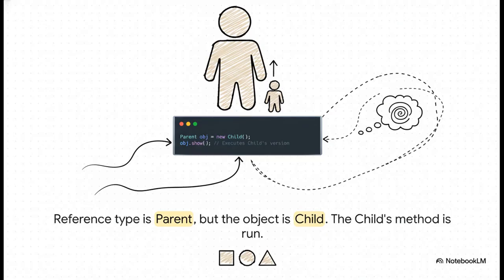And this right here is where it all comes together. Look at this code. We create a variable with the type parent, but the object we actually assign to it is a new child. Now, this is perfectly legal because a child is a type of parent. So when we call the show method on that variable, which one runs? The parent's version? Nope. Java looks at the actual object at runtime, sees it's a child, and runs the child's overridden method. This is it. This is how one object can take on many forms.